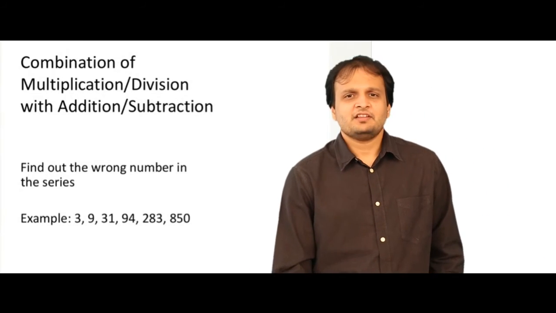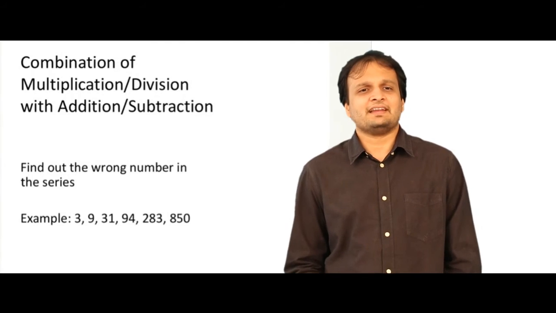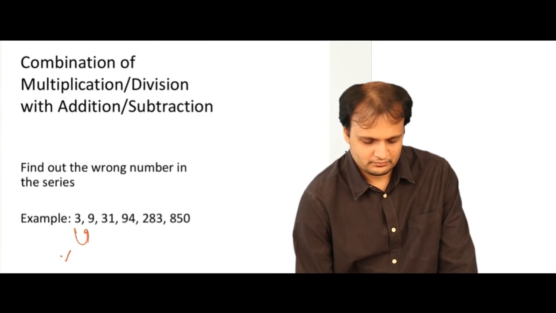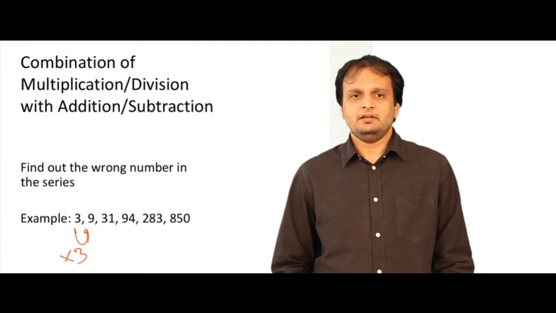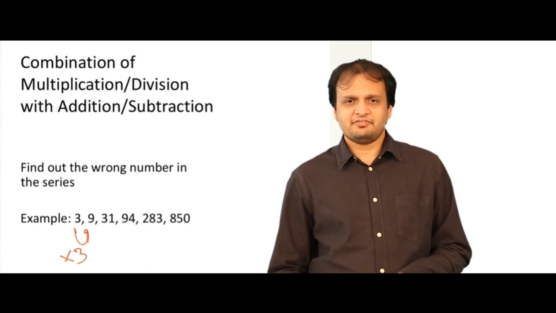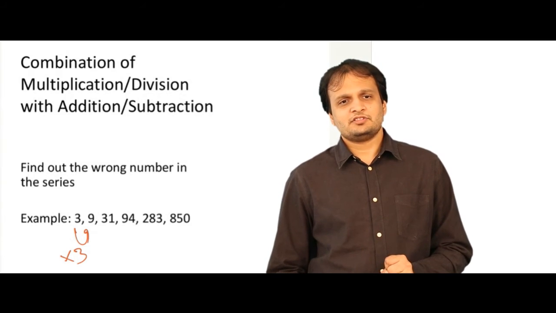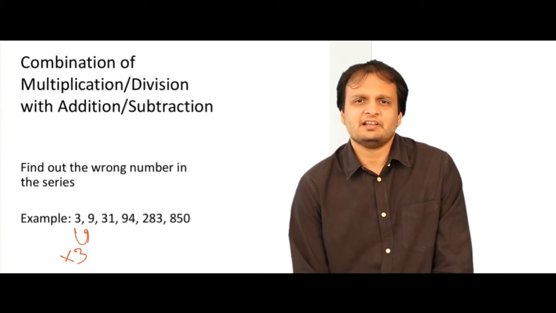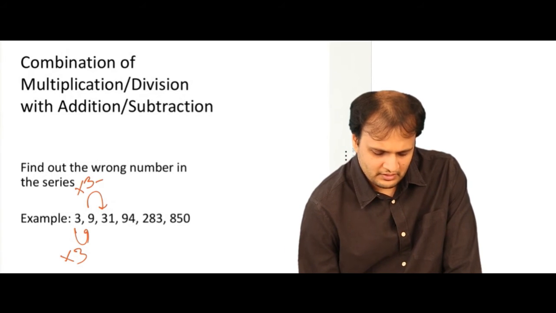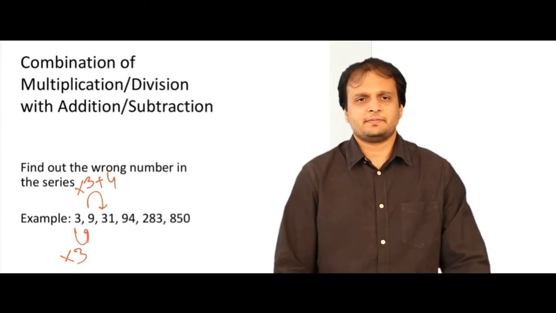So let's begin. First number we have is 3, and then we have 9. So what is the first thing? 3 3s are 9. Then we move on. So 9 3s should be 27, but what we have? 31. So what to do? So let's figure out the relation between 9 and 31. So 9 3s are 27, plus 4 is 31.